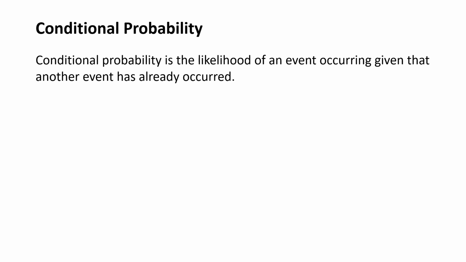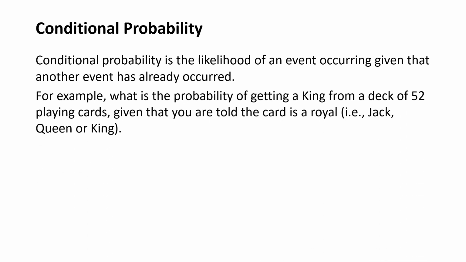Conditional probability is the likelihood of an event occurring given that another event has already occurred. So it's basically modifying the probability of a particular event given some additional information. I have an example of this.